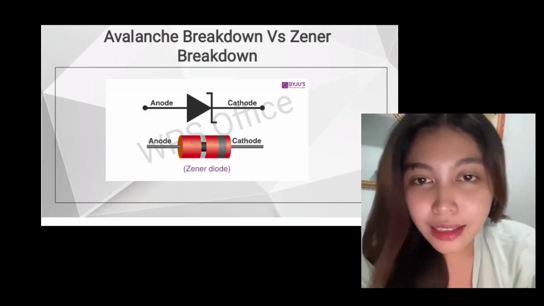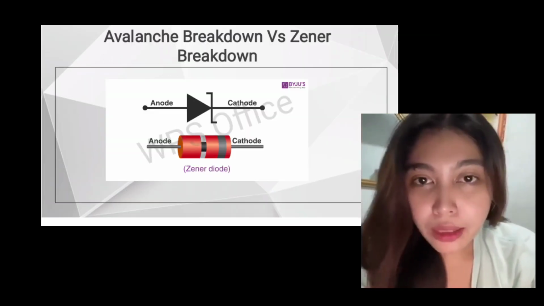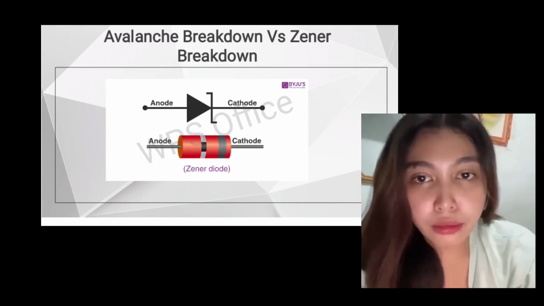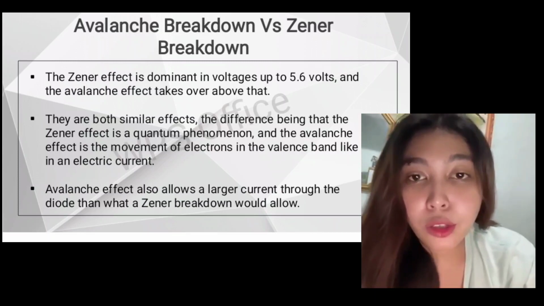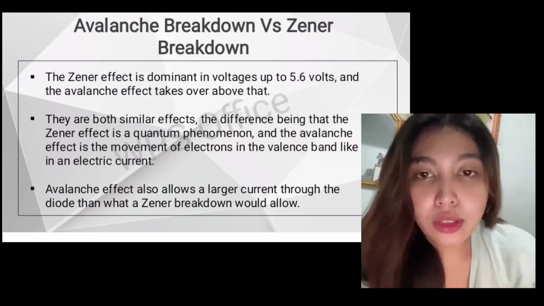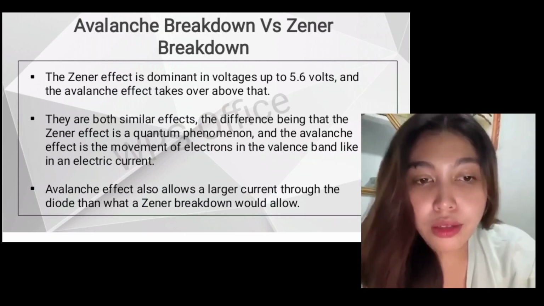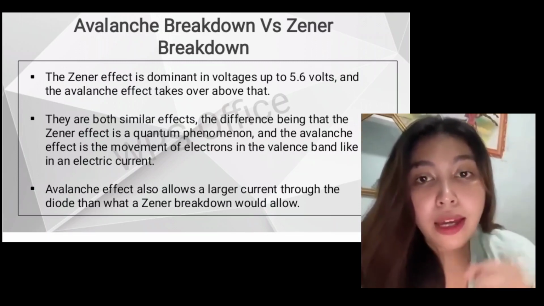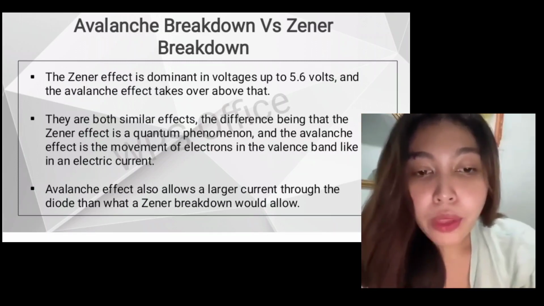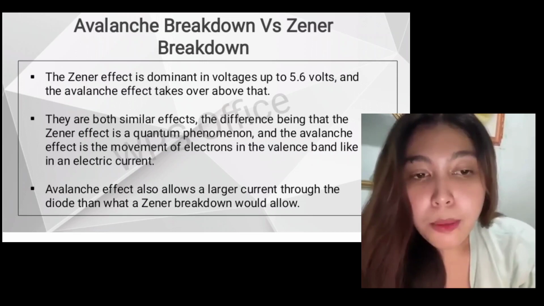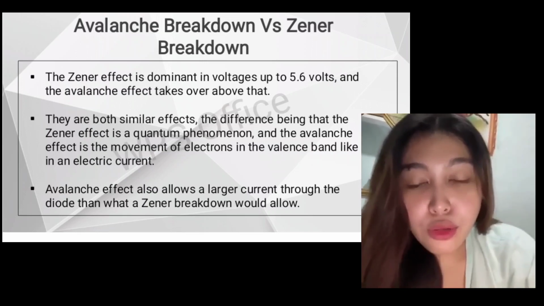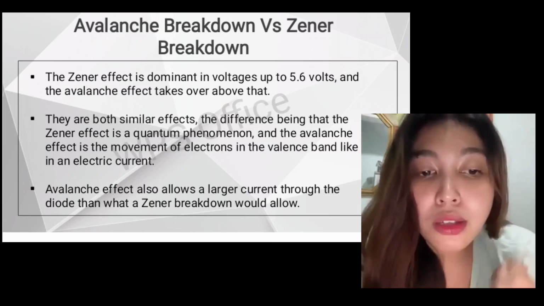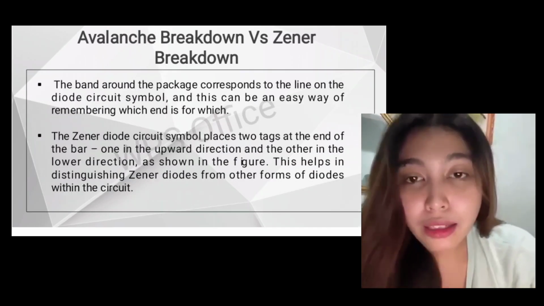So let's tackle the differences between avalanche breakdown and Zener breakdown. While these two breakdowns can occur simultaneously, the main difference is their mechanism of occurrence. Zener breakdown occurs because of the high electric field, while avalanche breakdown occurs because of the collision of free electrons with the atoms.